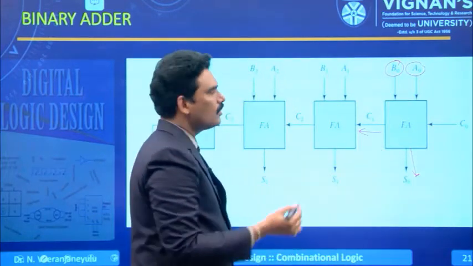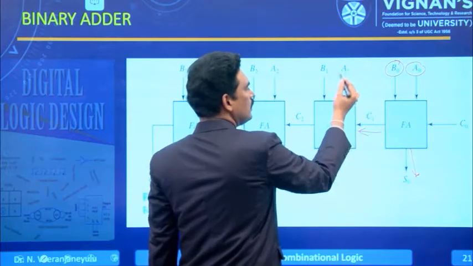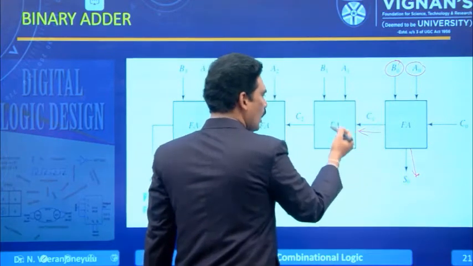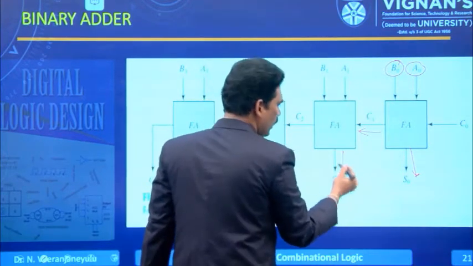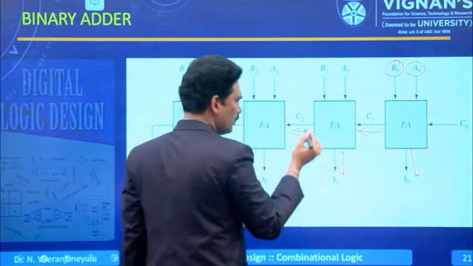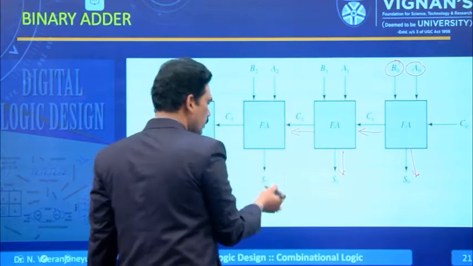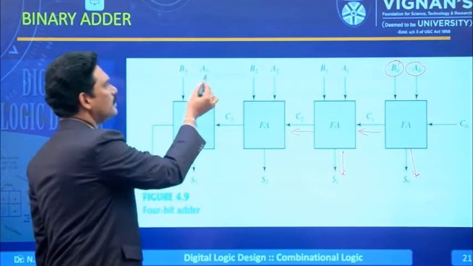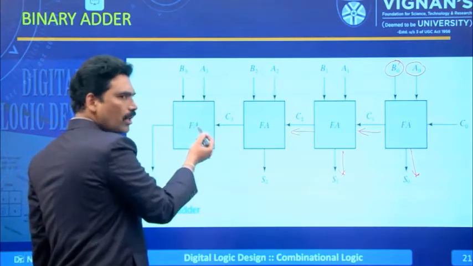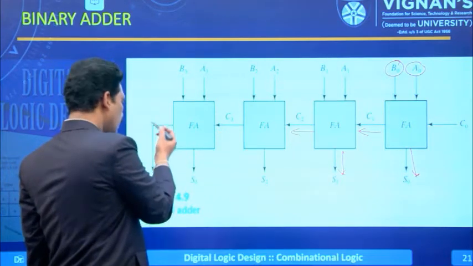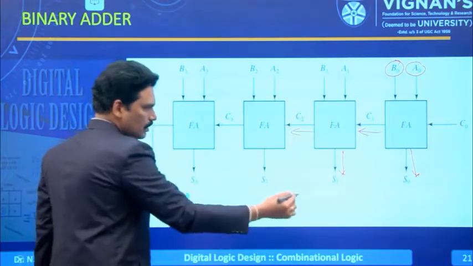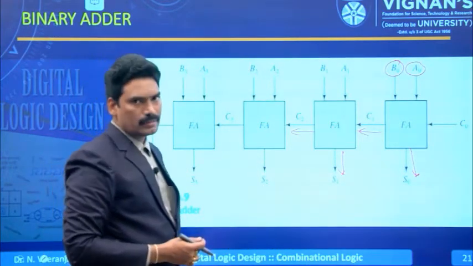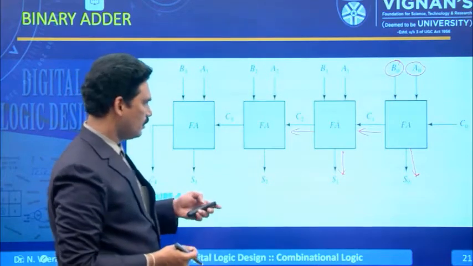Next, this is the second stage, with the second bits A1, B1. It takes the carry from the previous full adder, gives the sum, and sends carry to the next full adder. This is A2, B2, and it gives sum and produces carry like this. And here also A3, B3, a full adder, which takes C3 and gives C4, and this is the sum. Sum S0, S1, S2, S3 like this. This is a 4-bit binary adder.